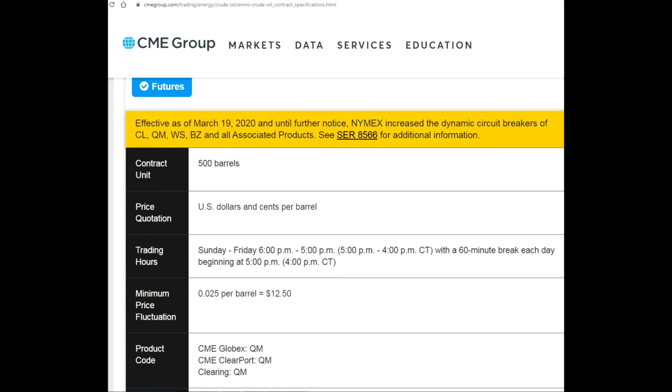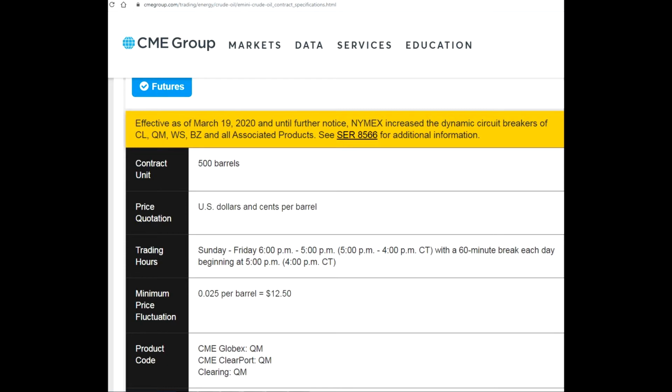Now, for those that watched part 1, you may be asking, where do you get all these specifications? How do you know what the contract specifications are, or the conditions of the contract for futures trading? What you see before you on the screen right now is the CME Group, which handles a lot of the specifications for trading futures.